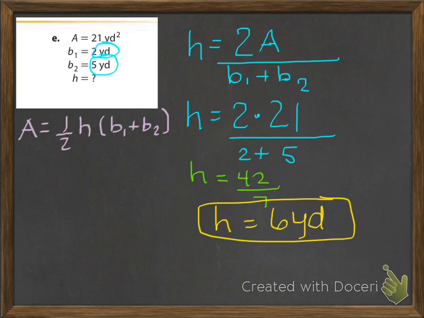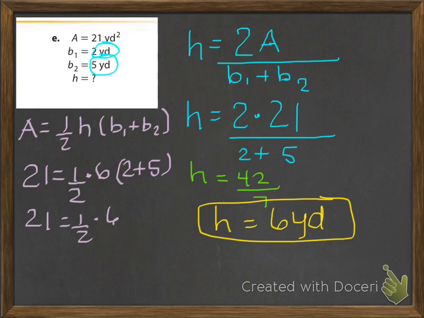So now we're just going to plug everything in and see if it all works. So they said that the area was 21, so we'll put that there. 1/2 times the height we just found out was 6, multiplied by B1 plus B2, which is going to be 2 plus 5. So now we're going to work that out. 21 equals 1/2 times 6 times 7. And let me shape that 6 up a little bit.